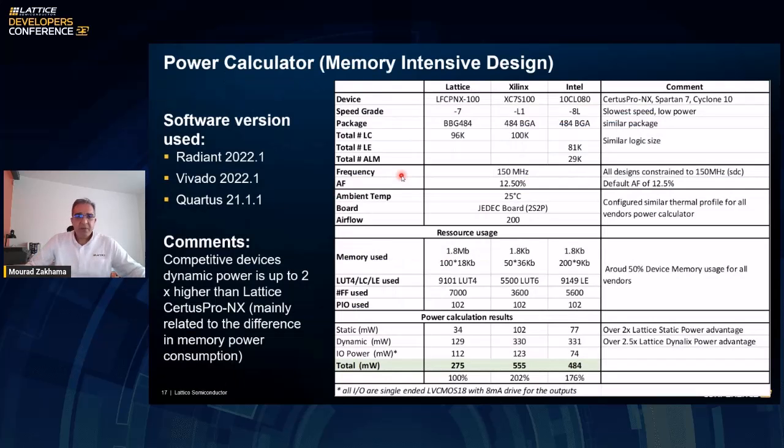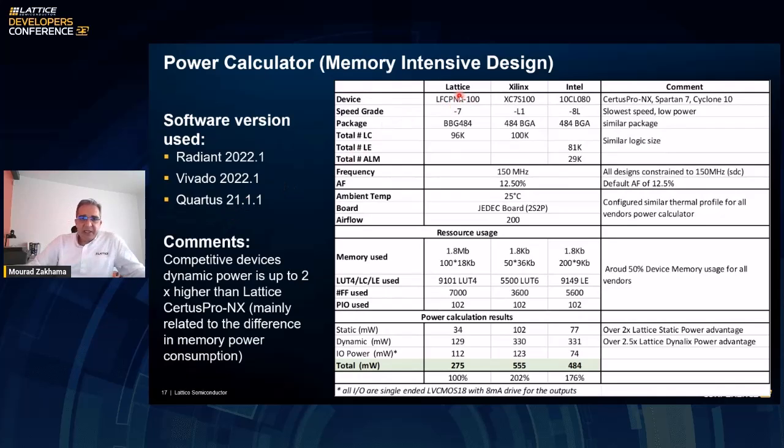So if we summarize the whole thing in this matrix, first, what software version we used. We used Radiant 2022.1 from Lattice, Vivado 2022.1 from AMD, and Quartus from Intel 21.1.1.